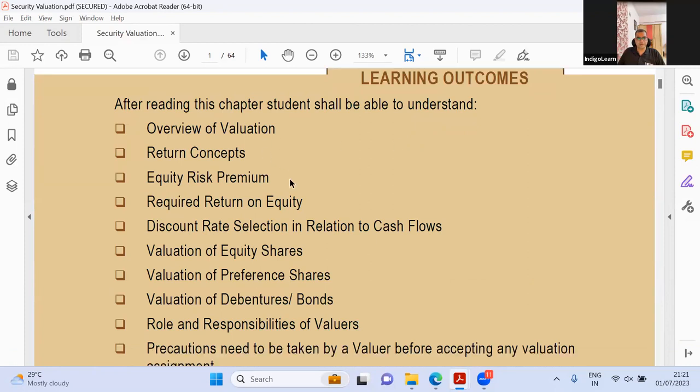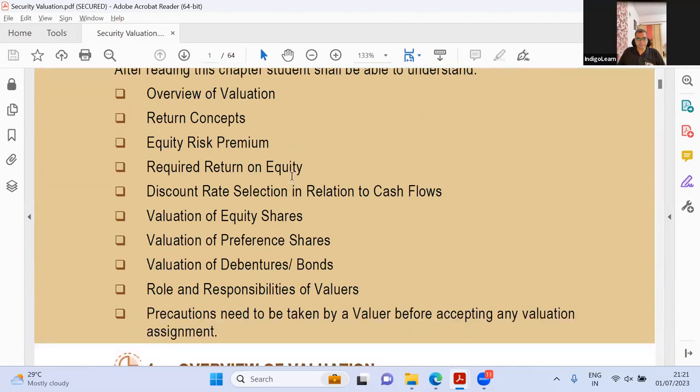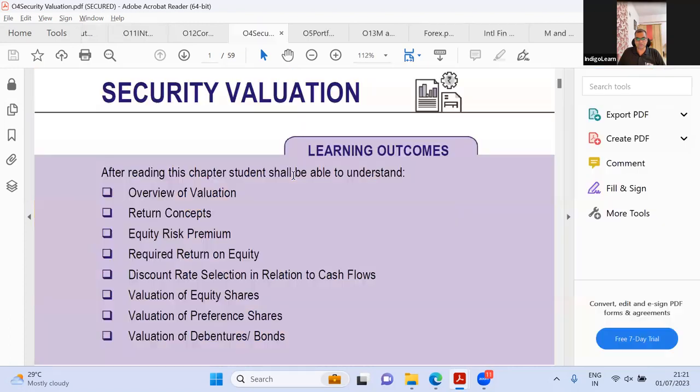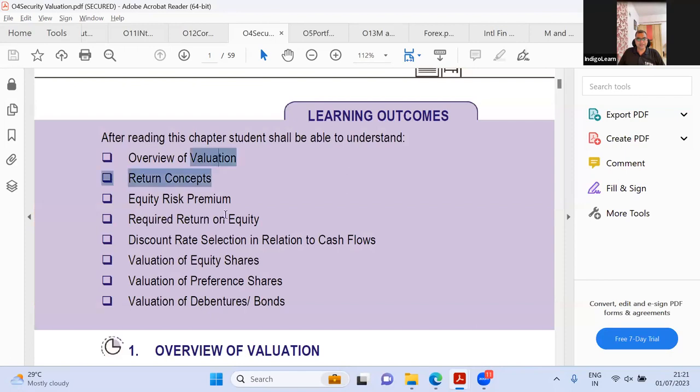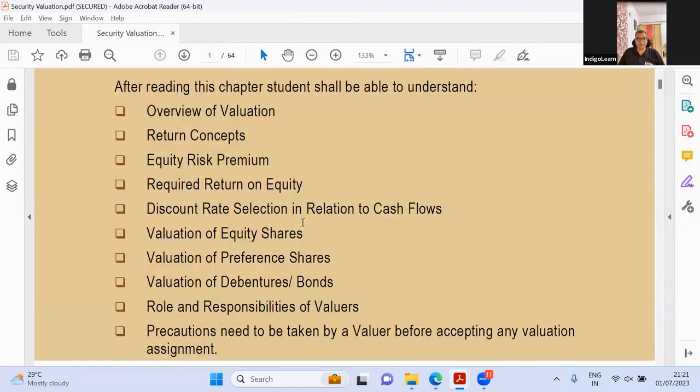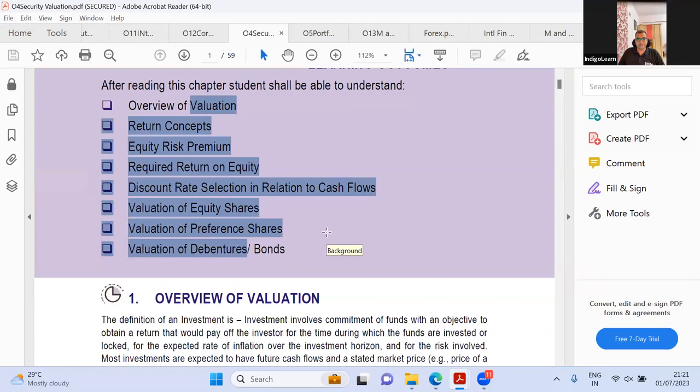Overview of valuation, return concept, discount rate, equity, role and precautions, and so on. Valuation of preference shares and debentures, COC. So here they have added 2 new things: roles and responsibilities of valuers and precautions to be taken by valuers. Other than that, everything else looks pretty much similar. The discount rate, everything is same. I don't see any difference in this.